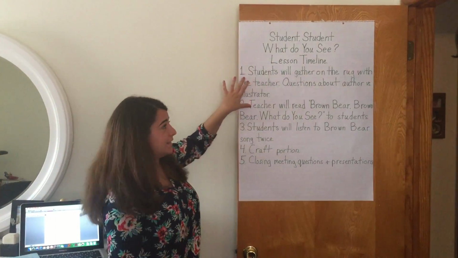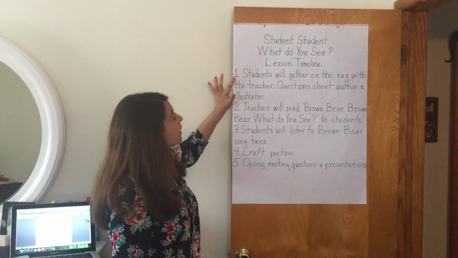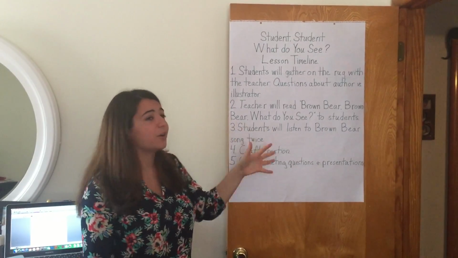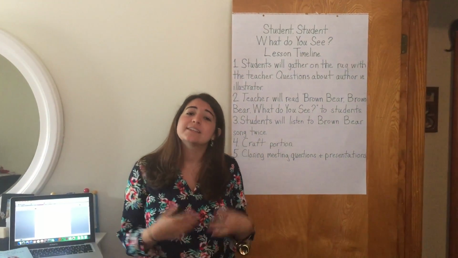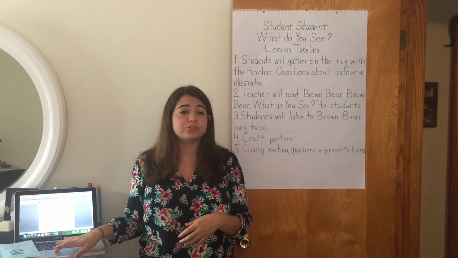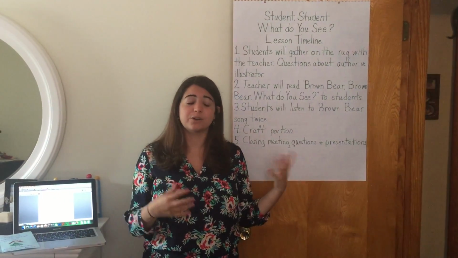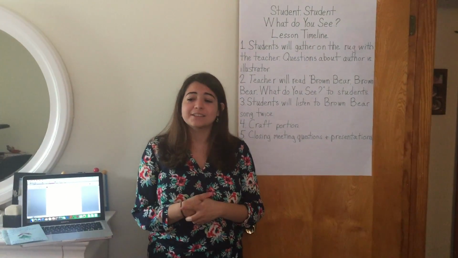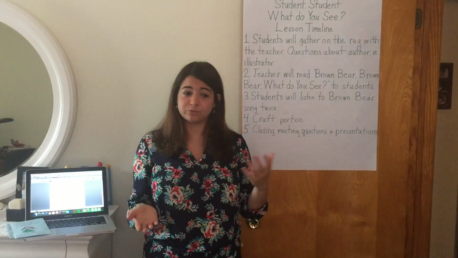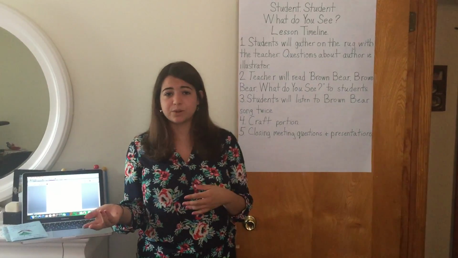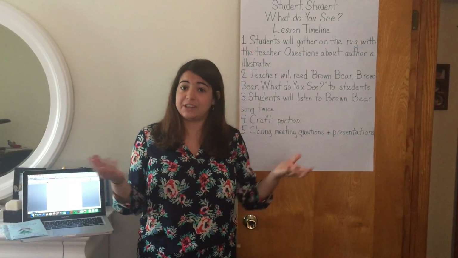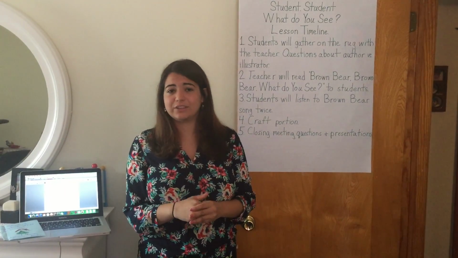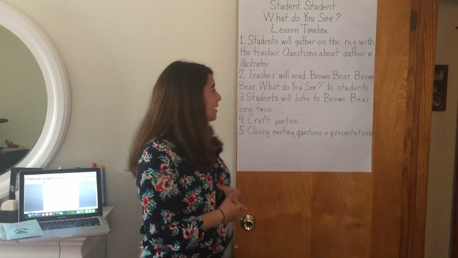Student, What Do You See's lesson timeline goes as so. First, the students will gather on the rug with the teacher. Questions about the author versus illustrator will be asked. At this time, it is assumed that students do not have any prior knowledge of what an author versus an illustrator does. The teacher should ask questions such as, do you think that the author draws the pictures or writes the words? Do you think that the author and illustrator can be the same person? Feel the general knowledge of the class out and see where they are at this time.